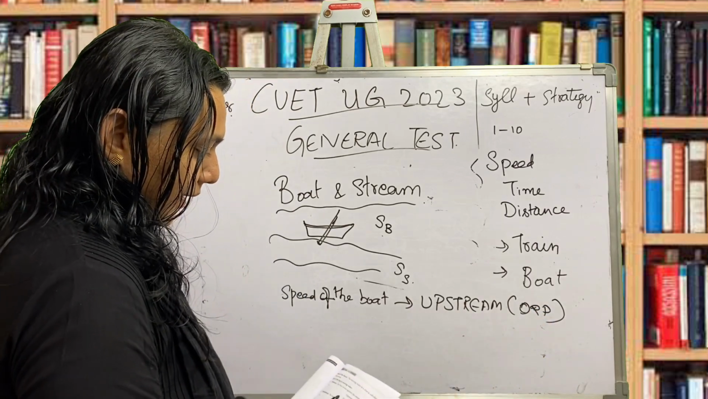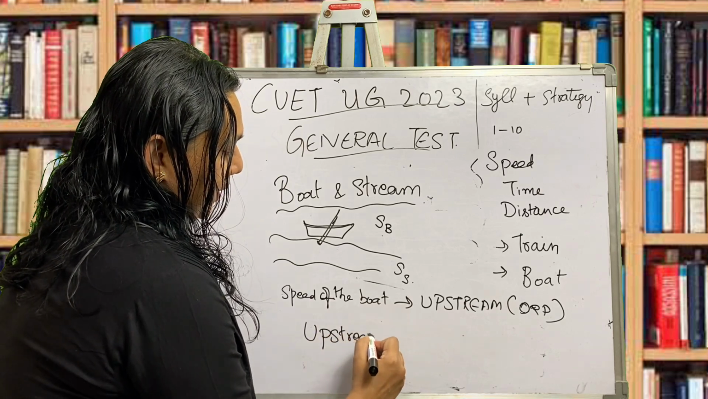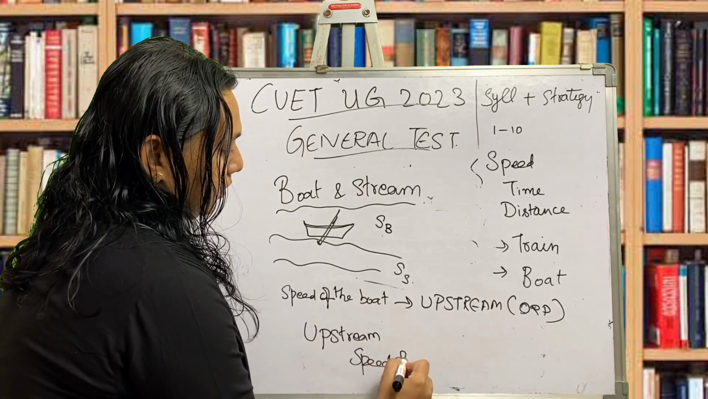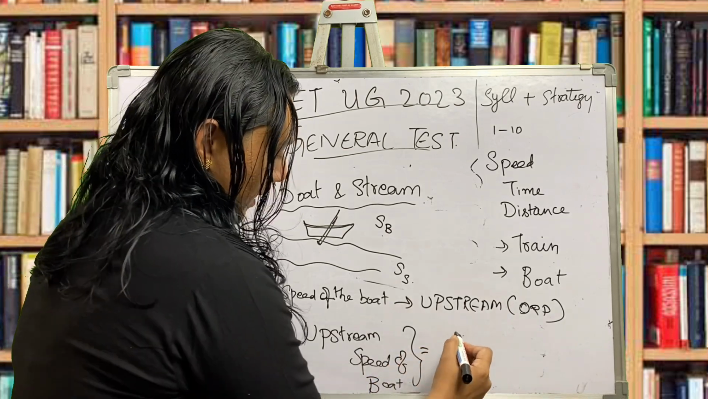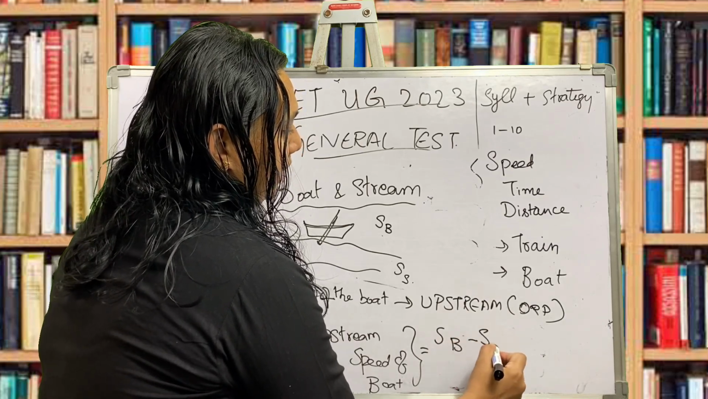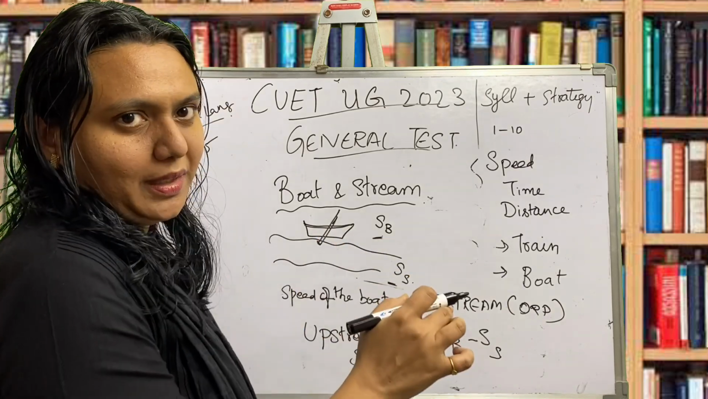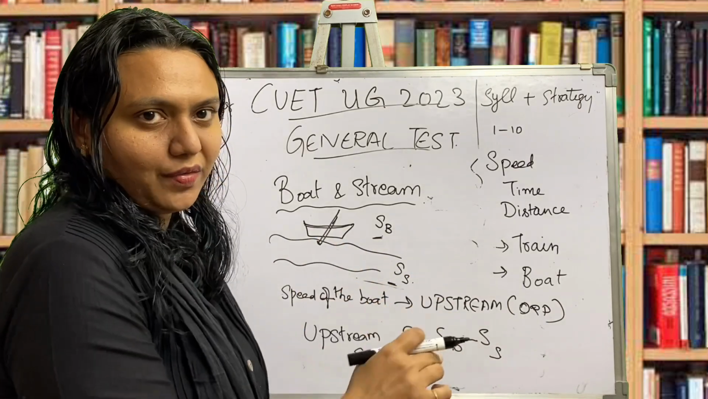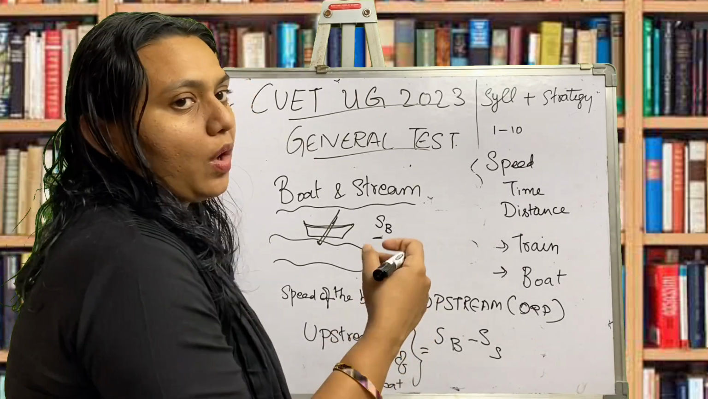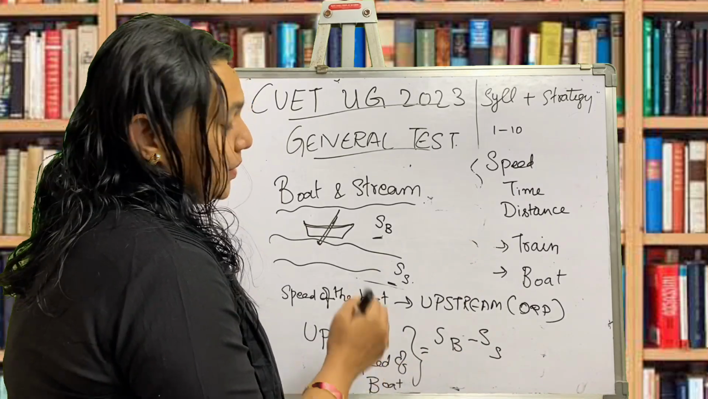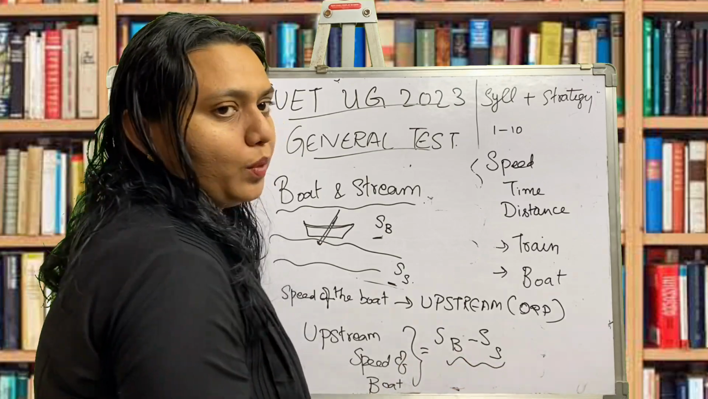So how do you calculate that? Upstream speed of the boat is simply speed of the boat minus speed of the stream. We have noted that this is the speed of the boat, SB, and speed of the stream is SS. We have already noted it down. Now, because we know that the boat is moving in the opposite direction, what is the upstream speed of the boat? If they are asking, you have to subtract the speeds of the boat and the stream.